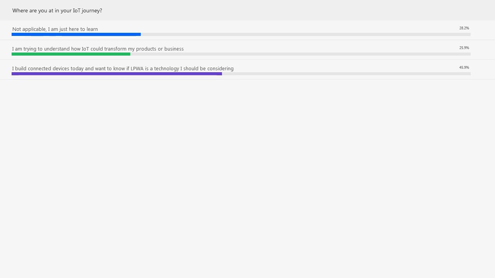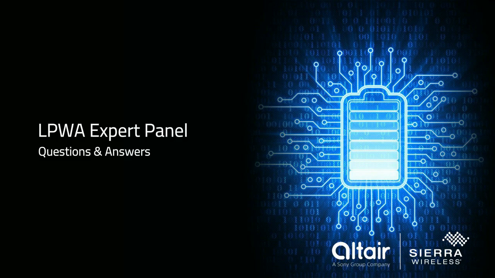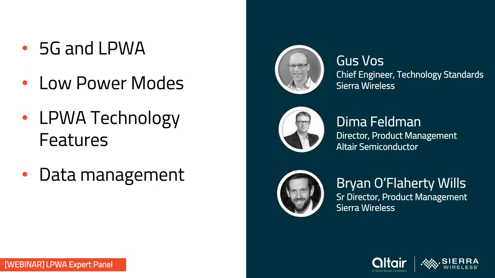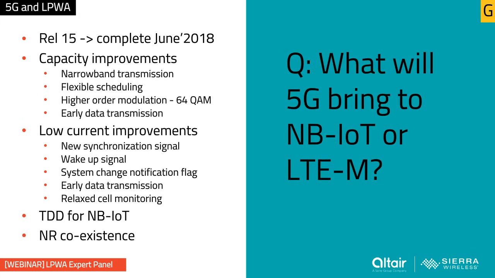Okay, well, thank you, gentlemen. It's now time for us to get to some of the questions we didn't get to in our last webinar. And they break down into four key areas. As we've heard already, 5G and LPWA, low power modes, LPWA technology features, and last but not least, data management. Gus, what, in your view, will 5G bring to NB-IoT or to LTE-M?